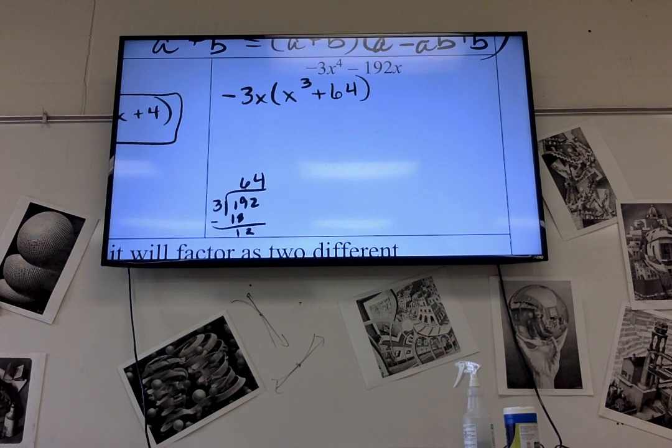Are you with me so far? Okay, then this is a sum of two cubes. So -3x and x plus 4. First number squared, opposite 4x, always positive 16.